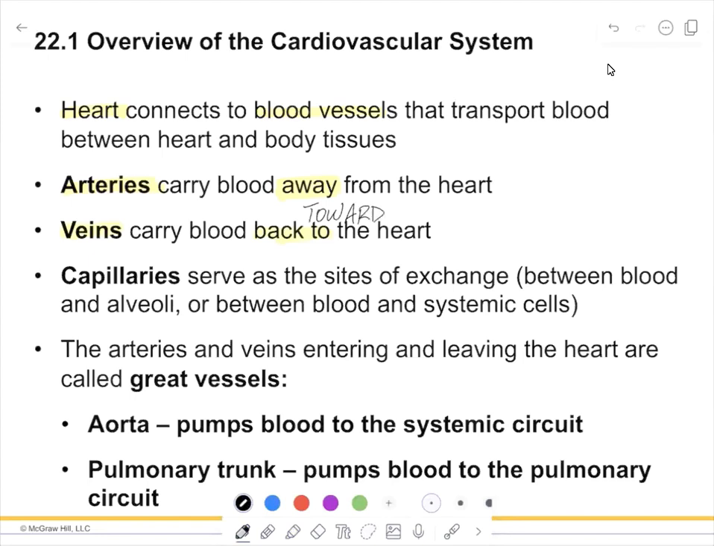Then the next group of blood vessels that we have is called capillaries. These are the smallest of the blood vessels, and they are the sites for exchange between the blood and the alveoli, which is in the lungs, and then also between the blood and the systemic cells, which is what we call the systemic circuit. So the arteries and veins, they enter and leave the heart.